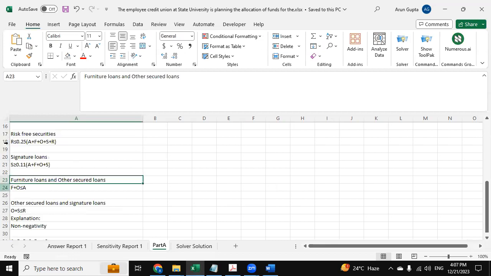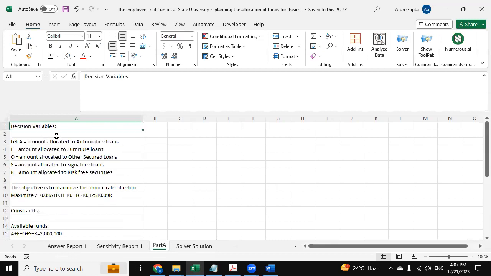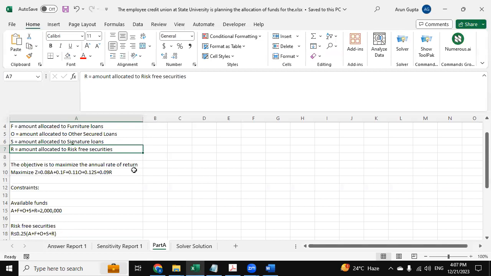So this is part A of the question. We have taken decision variables: A, F, O, S, and R. These all are decision variables. A is for automobile loans and F for furniture, and similarly, O for other secured loans, S for signature loans, and R for risk-free securities. As mentioned in the question, the objective is to maximize the annual rate of return. So this is the maximize function.